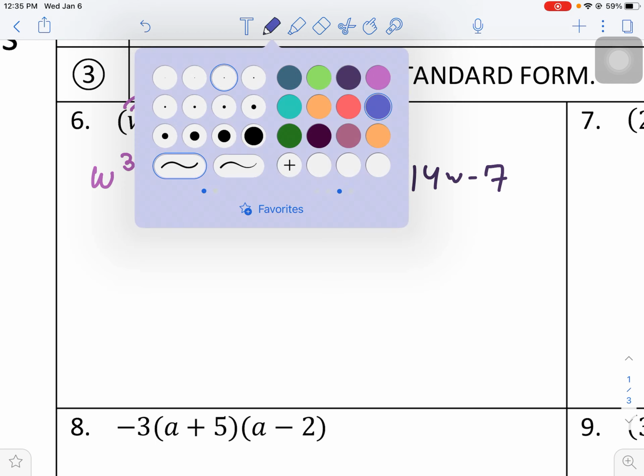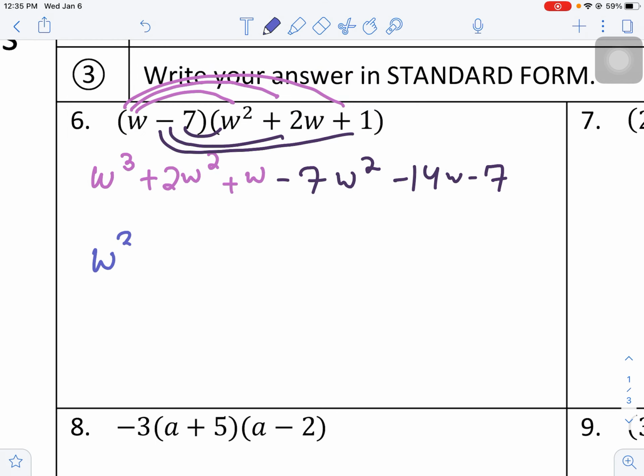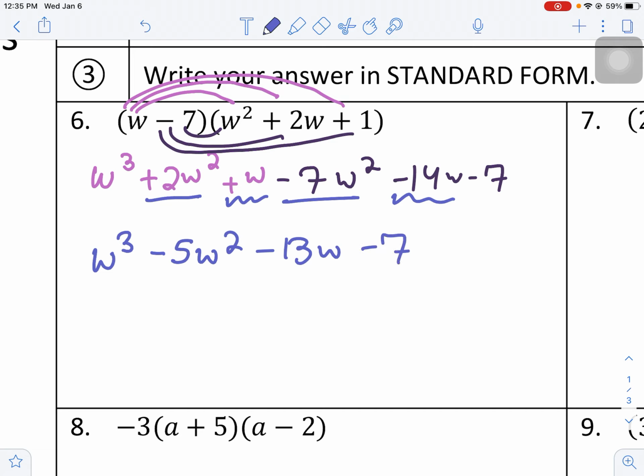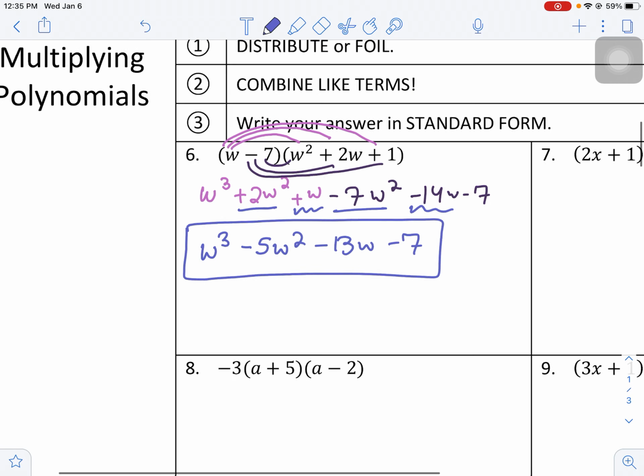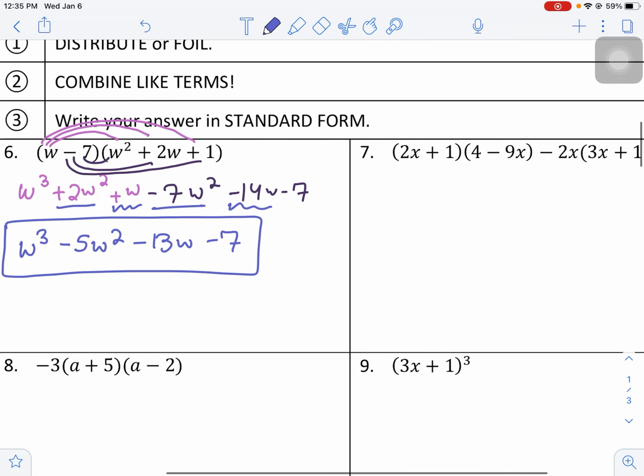Now we do our combining of like terms here. w cubed all by itself, can't combine it with anything else. 2w squared and negative 7w squared makes negative 5w squared. We have w and negative 14w, so that's negative 13w. And then that minus 7 is just going to go on the end. And just like adding and subtracting, there's no more like terms that can get combined there, so we're finished.